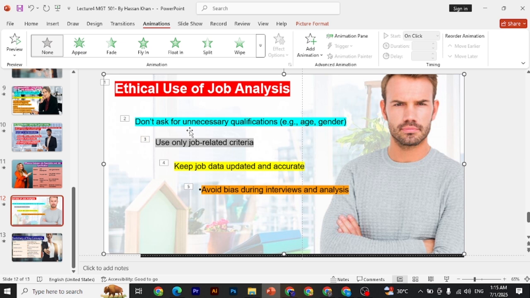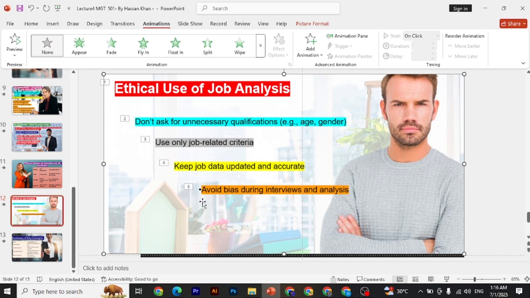Don't ask for unnecessary qualifications. If you talk about ethics in the use of job analysis, never ask about unnecessary qualifications, for example age, gender, etc. Use only job-related criteria. This is the most important thing for the HR who are hiring the candidate. Keep job data updated and accurate.